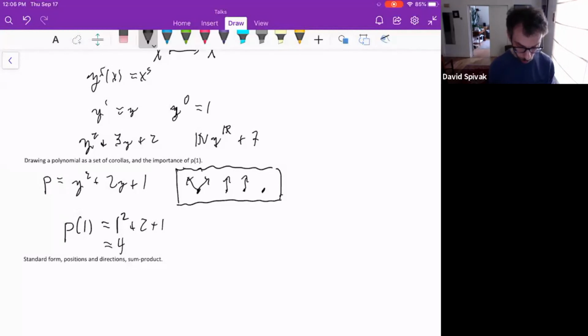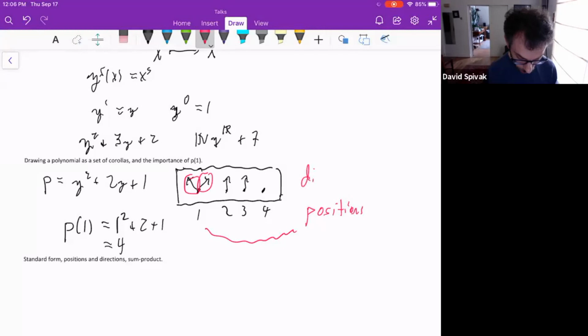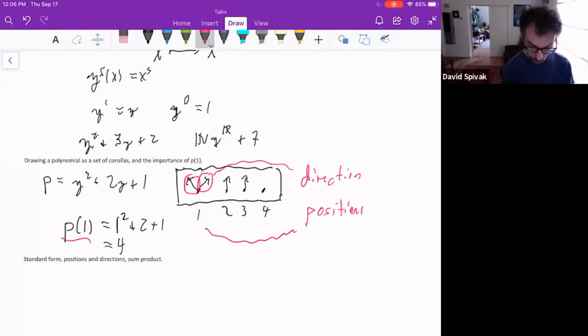And those are the 4 corollas being drawn here. So I call p of 1 the set of positions of the polynomial. This polynomial has 4 positions. And then if you take one of the positions, these things I call directions. So the first position has 2 directions. The second position has 1 direction. The last position has no directions. So p of 1 tells you the set of positions.